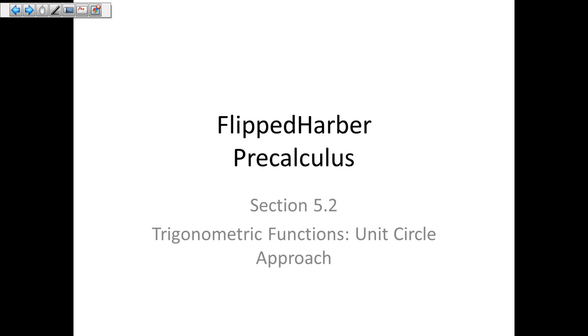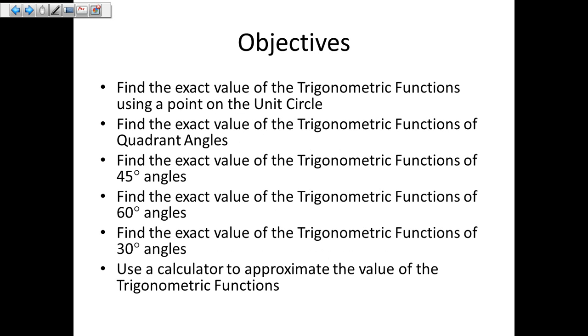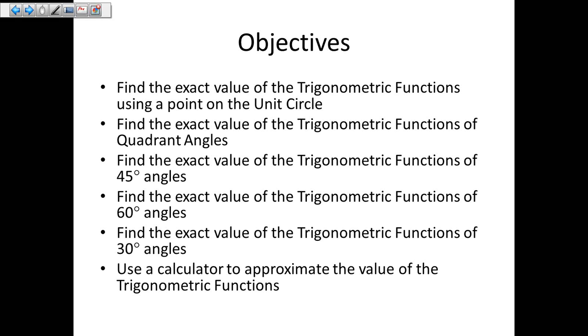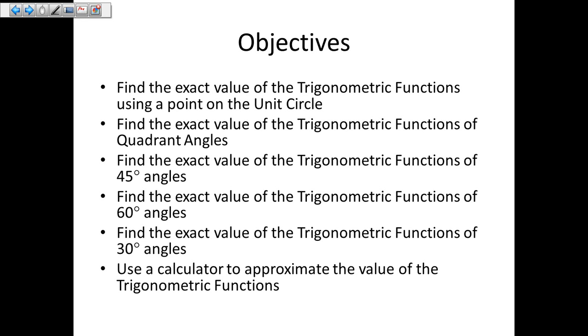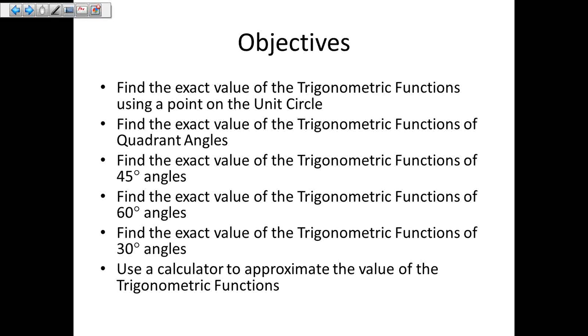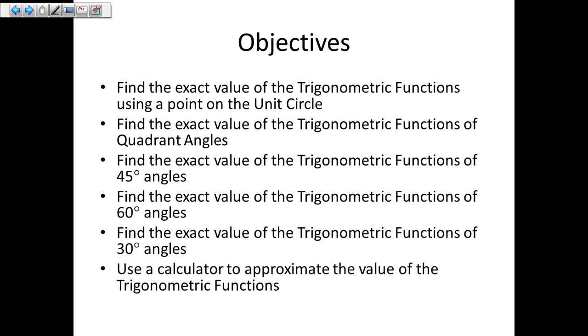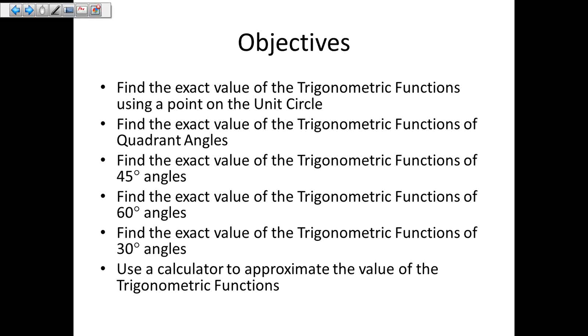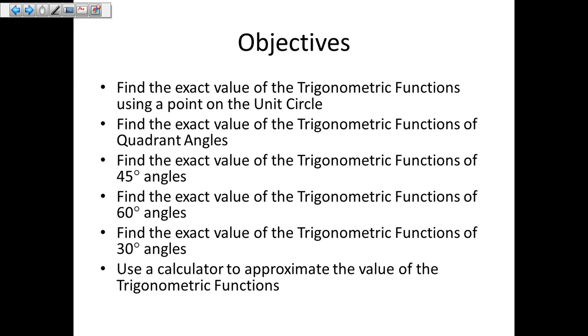In this video we're going to cover section 5.2, Trigonometric Functions, Unit Circle Approach. Our objectives for this lesson are to find the exact value of trig functions using a point on the unit circle. We're going to take a look at finding the exact value of some trig functions at some important angles on the unit circle, what are referred to as the quadrant angles, 0, 90 degrees, 180 degrees, 270 degrees. We're going to take a look at the exact value for 45-degree angles, 60-degree angles, 30-degree angles, and finally we'll use a calculator to approximate the value of the trig functions.